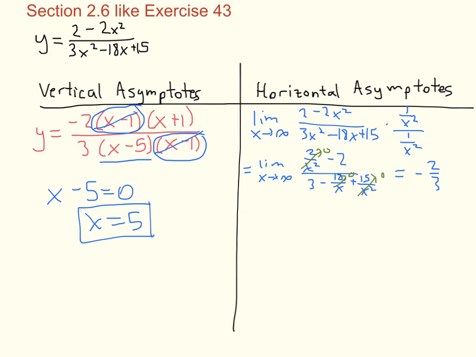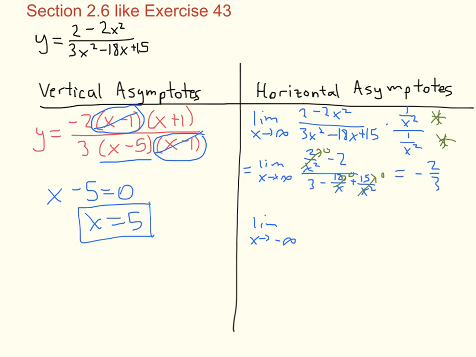Now if we look at the limit as x approaches negative infinity, do we have to worry about signs this time? Since we were looking at 1 over x squared is what we multiplied by up here, what happens if we put a negative number in there? Do we have to worry about our negative signs? In this case, no we don't, because our power is even.